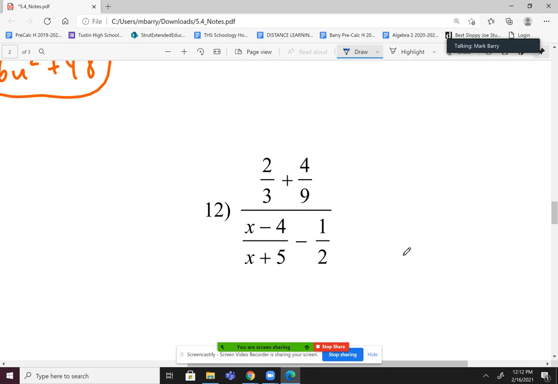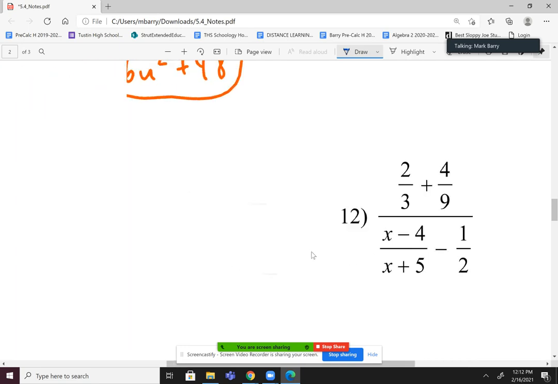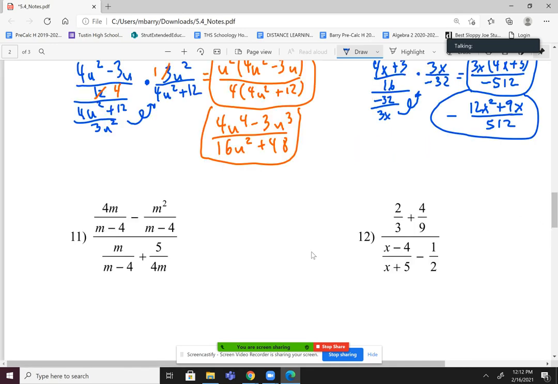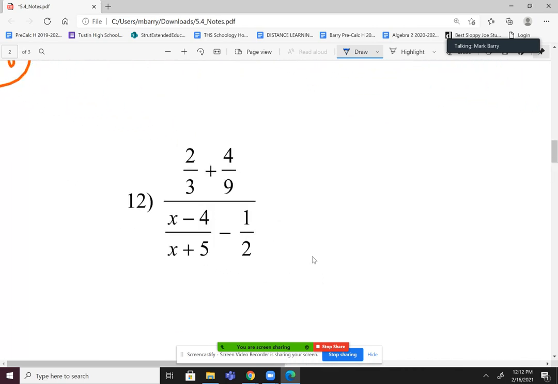All right, so number 12, let me see number 11 actually. What's that looking like? Oh man. Ooh, that's a good one. Yeah, it's not that good. Let's see number 12, it's fine.